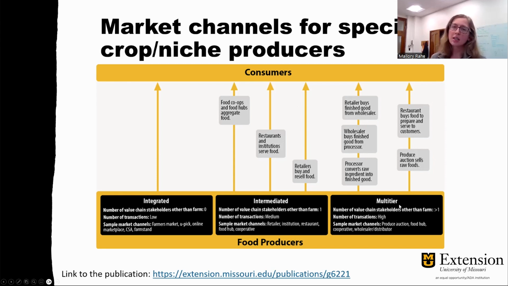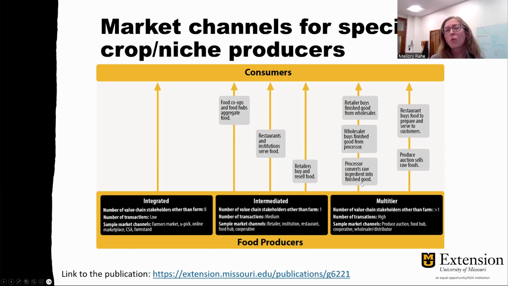Finally, there's multi-tier market channels where there's actually multiple steps involved. Here in Missouri, we have a lot of produce auctions across the state. If you've never gone to one, I highly encourage it. It's really interesting, and they sell food by giant pallets. And all kinds of buyers are there. A lot of restaurants come and they buy their food and then they go and serve it to customers. Other farms come and they buy and then they resell to stock up their agritourism operations. So that's a two-step market channel.